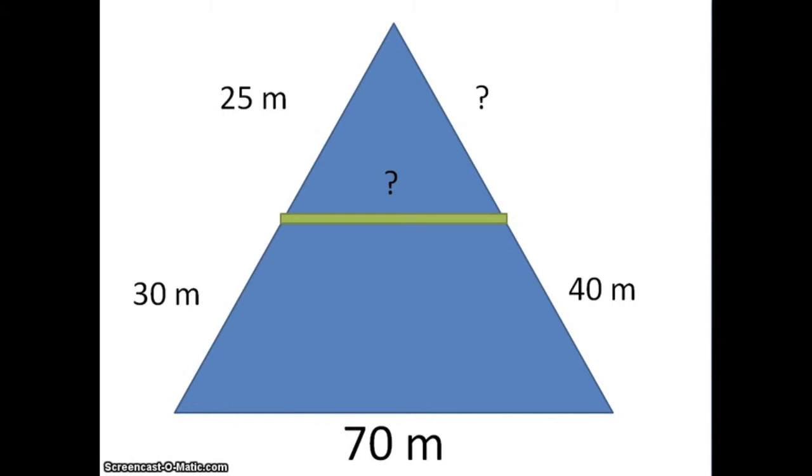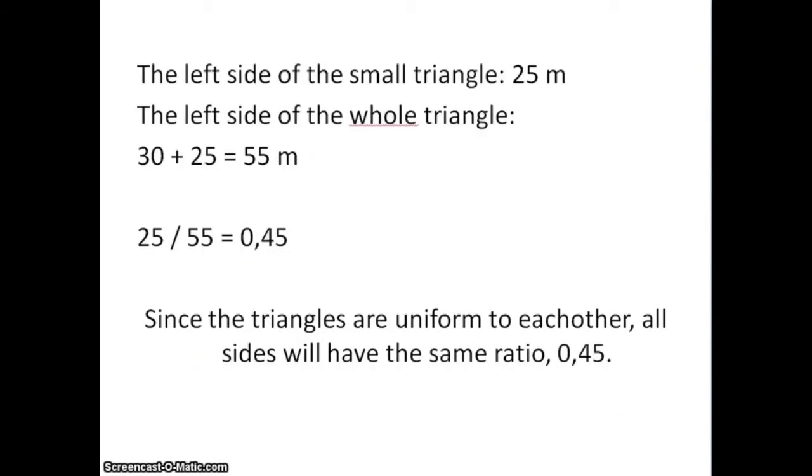Since the tower is 55 meters high, the left side of the top section must be 25 meters long. However, Sigrid needs to decide the length of both the base and the right side of the top section. She uses the rules of uniformity to accomplish this. The left side of the top section is 25 meters long. The left side of the whole triangle, which means the bottom section plus the top section, is 55 meters long. We take these numbers and divide them with each other to get a ratio, which in this case is 0.45.